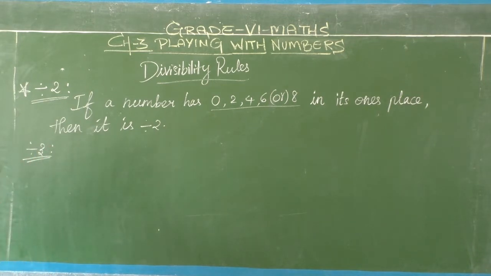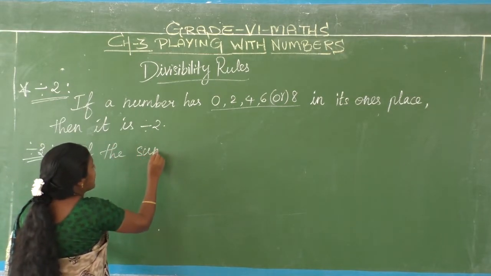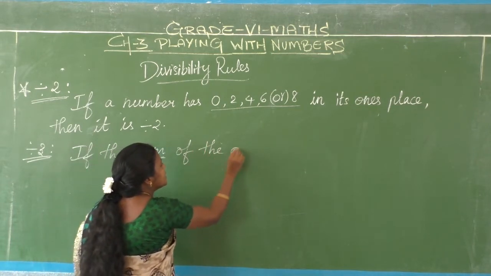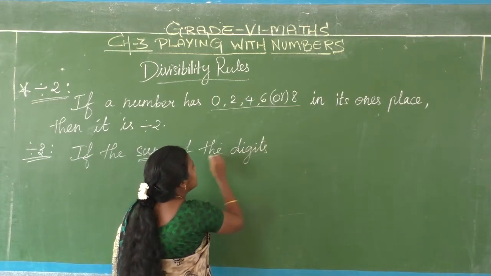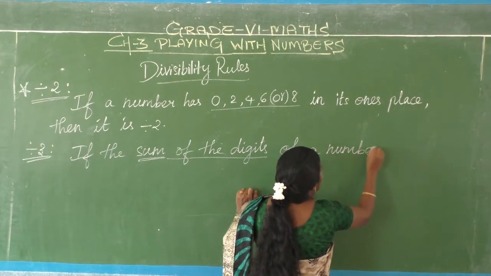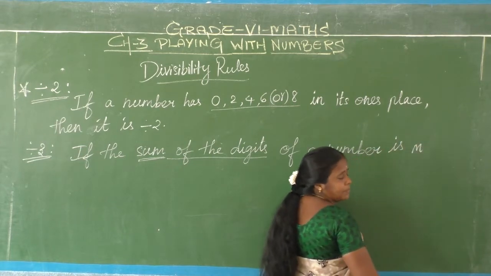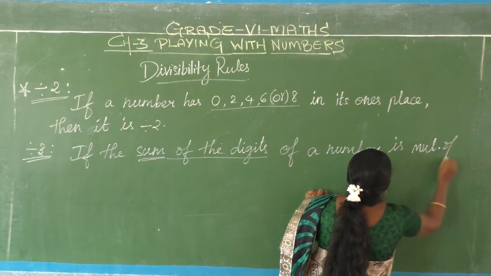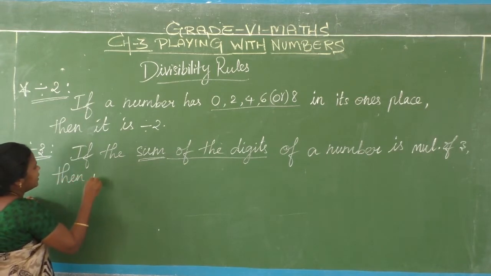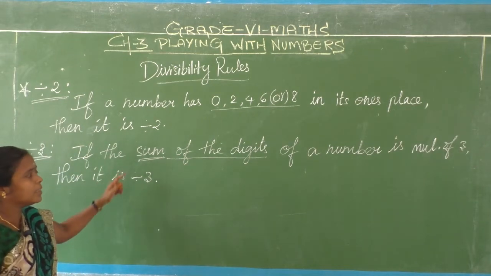What is it telling? If the sum of the digits of a number, sum nothing but addition, is a multiple of 3, that means a third table number, then it is divisible by 3. This is the rule of divisibility by 3.